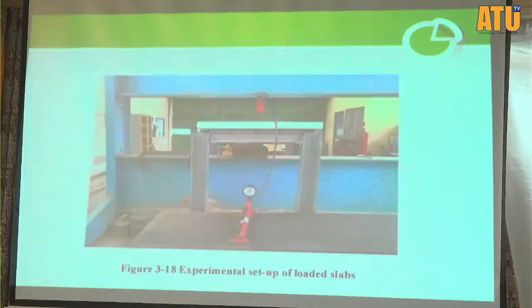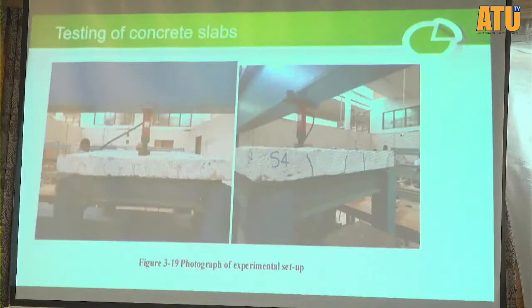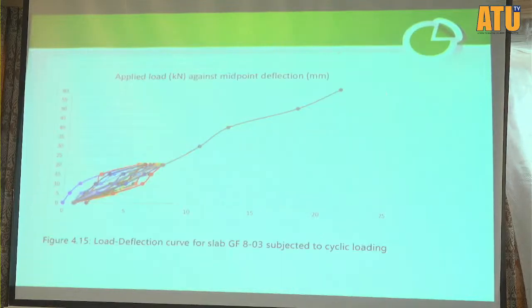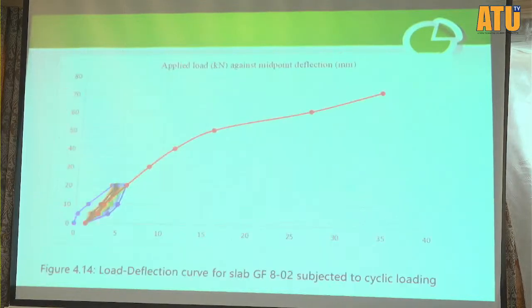So they tested, and load deflection curves were plotted. This was monotonic, and this one is cyclic loading. When I say cyclic, you see it's all in one direction, tension. It came to 0 and then increased again, not tension and compression, because if you go to compression, you'll be in trouble. So only tension. So cyclic loading. I think the first one was monotonic loading.